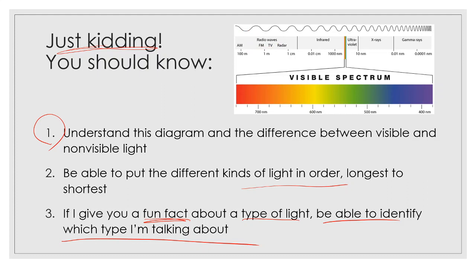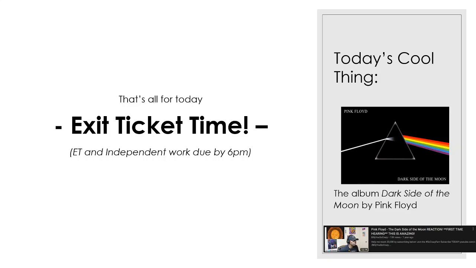If I say this kind of light has a long wavelength but not a super long wavelength, and it's related to heat, and some kind of animals like snakes can see this kind of light, you should know that we were talking about infrared light. Different examples like that. You'll have a question kind of like that on your exit ticket today. That's what you need to know. 1, 2, and 3.